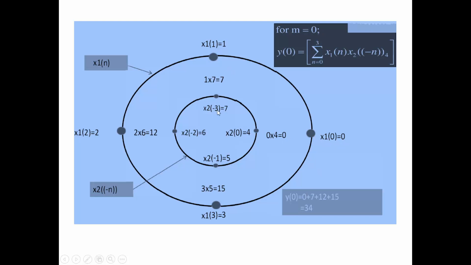Then let's go to x1 1. It is 1. It is to be multiplied with this value. So 7 multiplied by 1 is 7. 6 multiplied by 2 is 12, so you will get 12 here. And 5 multiplied by 3 is 15. So total y0 will be 34.